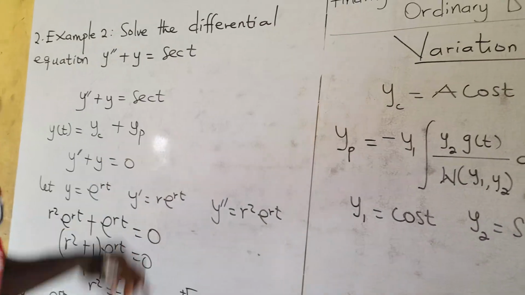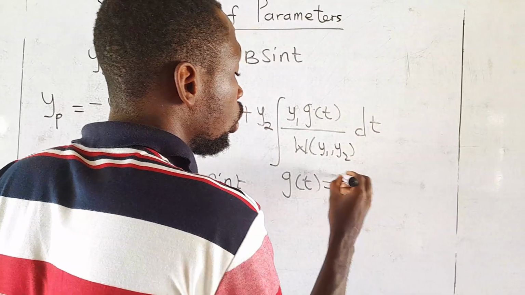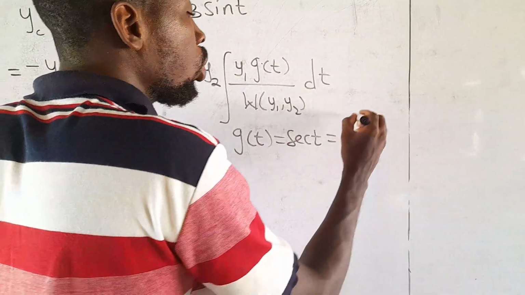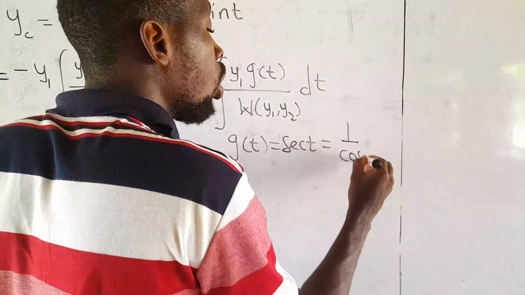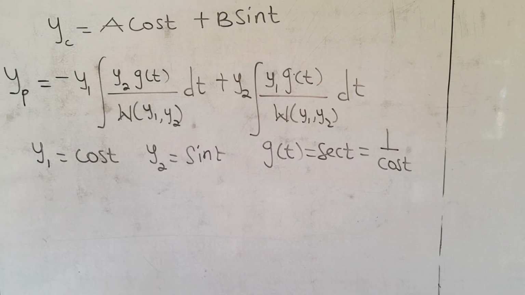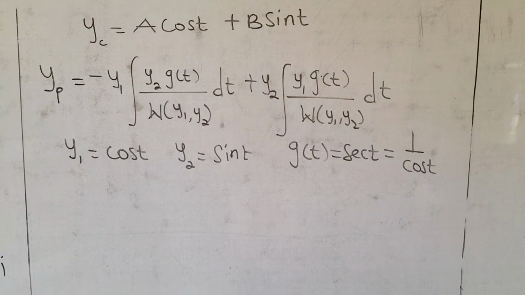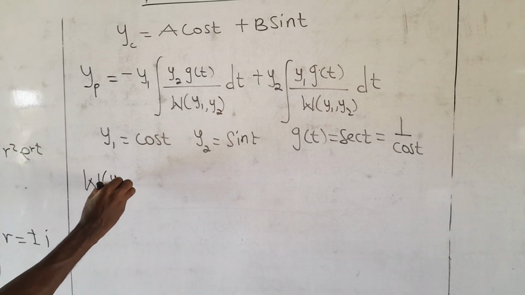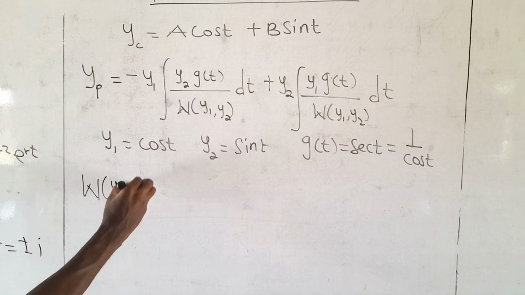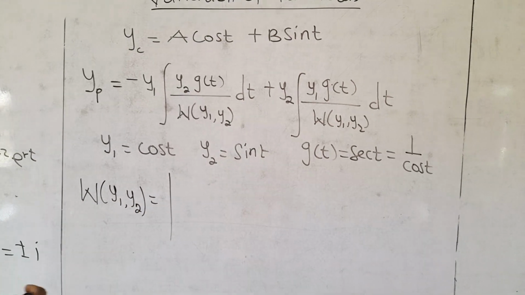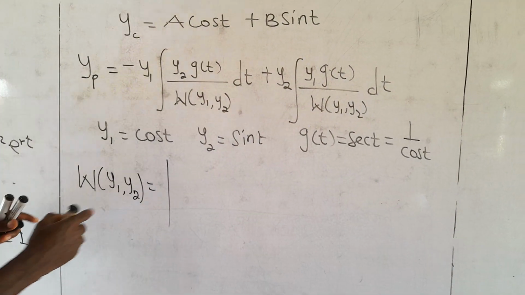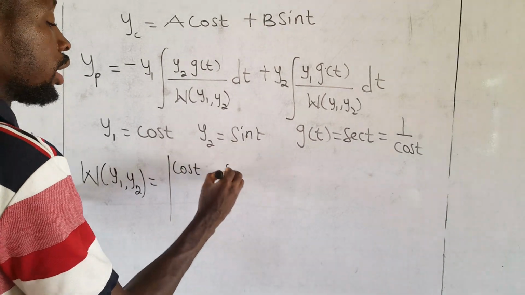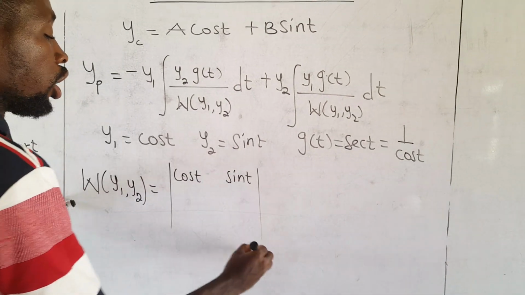That's sec t. So we say g of t is equal to sec t. And remember, sec t is the inverse of cos, and it's the same as 1 over cos t. So we need to find the Wronskian. So we say the Wronskian of y1, y2 will be equal to the determinant of the y1, which is cos t, and the y2, which is sine t, and their differentials.